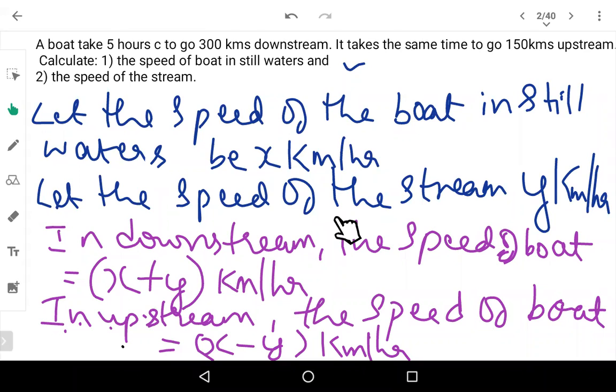Next, in downstream, the speed of the boat is x plus y. Why is it x plus y? The speed of the boat and the speed of the stream both will be added because both the boat and the water are going in the same direction. And when it comes to upstream, now the boat is going in the opposite direction. So the speed of the boat matters more than the speed of the water. That is why we subtract the speed here, x minus y. Okay, now let us continue from there.